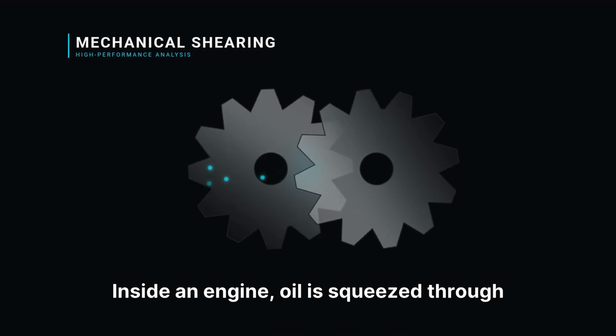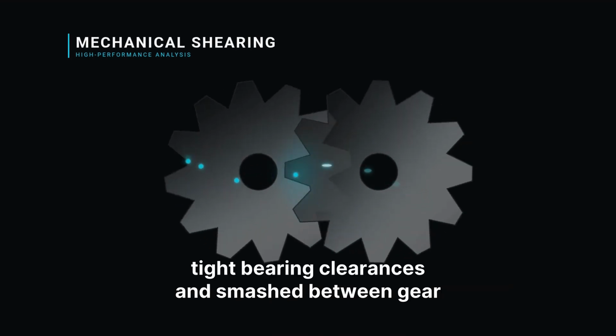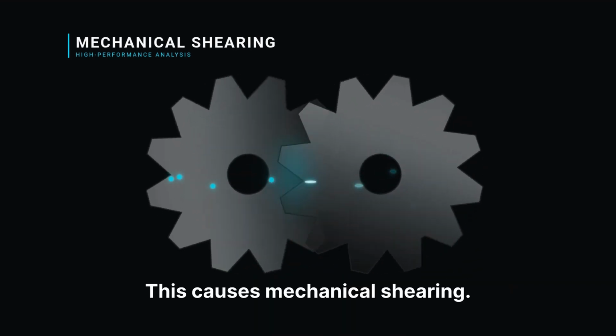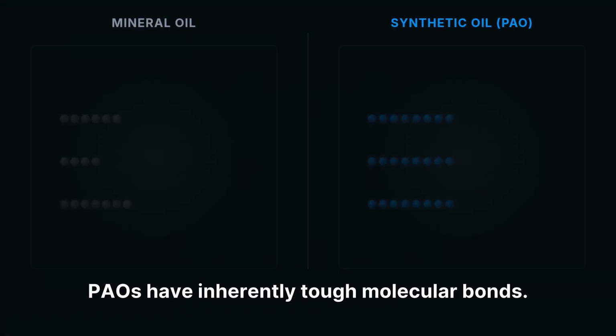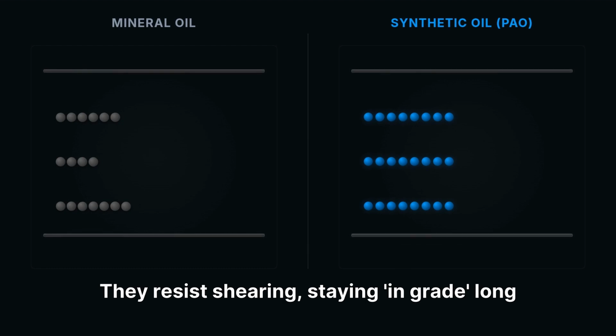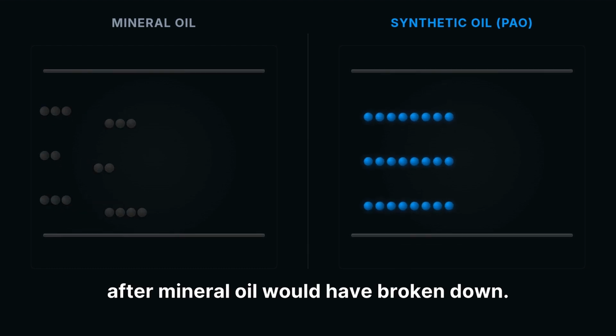Inside an engine, oil is squeezed through tight bearing clearances and smashed between gear teeth. This causes mechanical shearing. PAOs have inherently tough molecular bonds. They resist shearing, staying in grade long after mineral oil would have broken down.